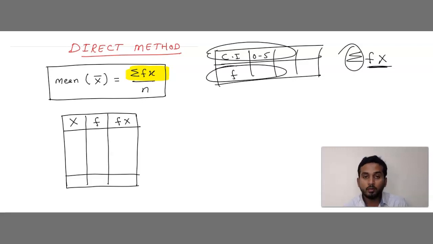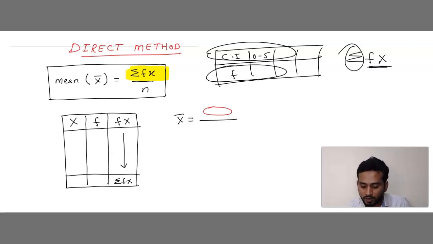Now it is sigma fx, means we should add all these fx values, that is called as sigma fx. So here we get the answer. That answer is sigma fx. Okay. Next, what you should do? x bar is equals to, write the sigma fx answer here.